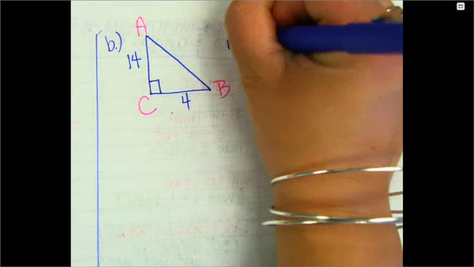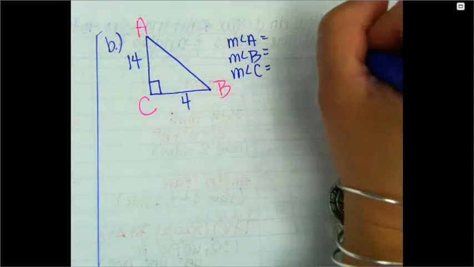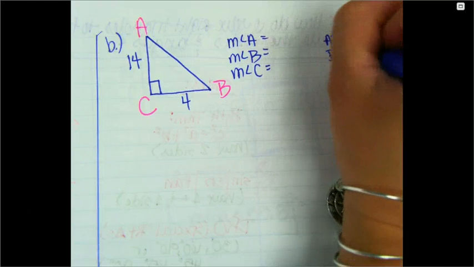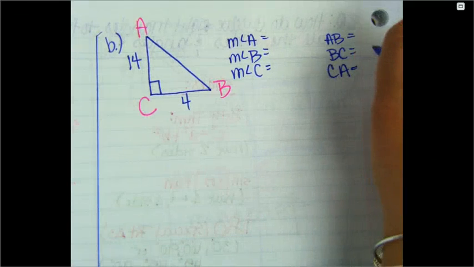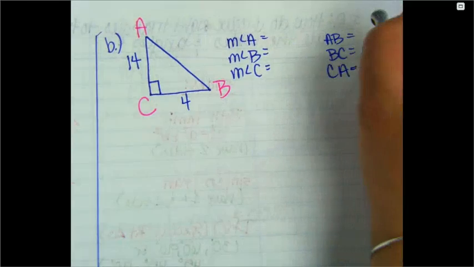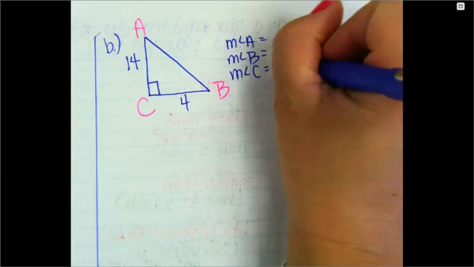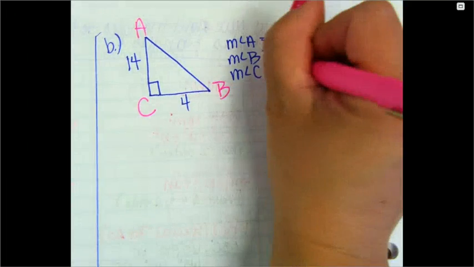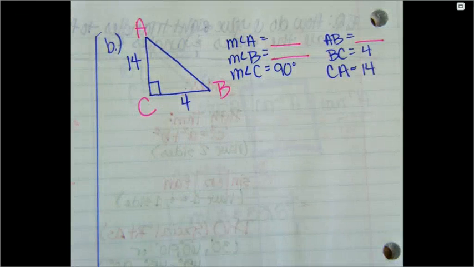Alright, you should have the measure of angle A, the measure of angle B, and the measure of angle C, yes? Alright, what are your sides? AB, BC, and CA. What do you know? BC is 4. CA is 14. Measure angle C is what? 90. Very good. So I'm looking for the measure of angle A, the measure of angle B, and AB, yes? Alright. Let's find our angles. How many angles do you have? Just 1. But how many sides do you have? 2. So what are you looking for? Side angles.